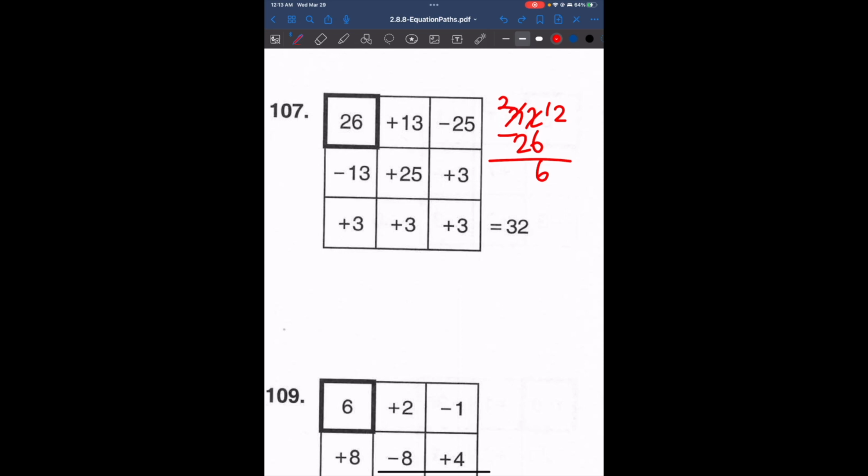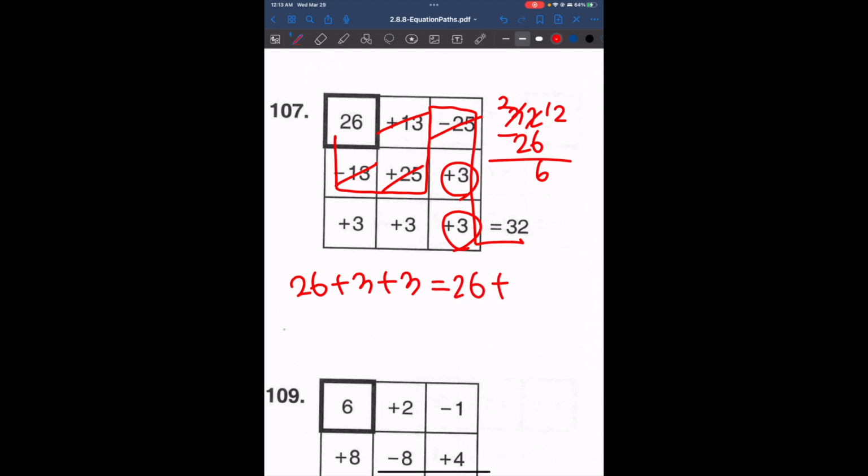And so if we take this path, negative 13 and 13 cancel out, and 25 and negative 25 cancel out. So the only numbers that matter are these two 3s. So 26 plus 3 plus 3 is 26 plus 6, which is 32. Right? And so the correct path was this.